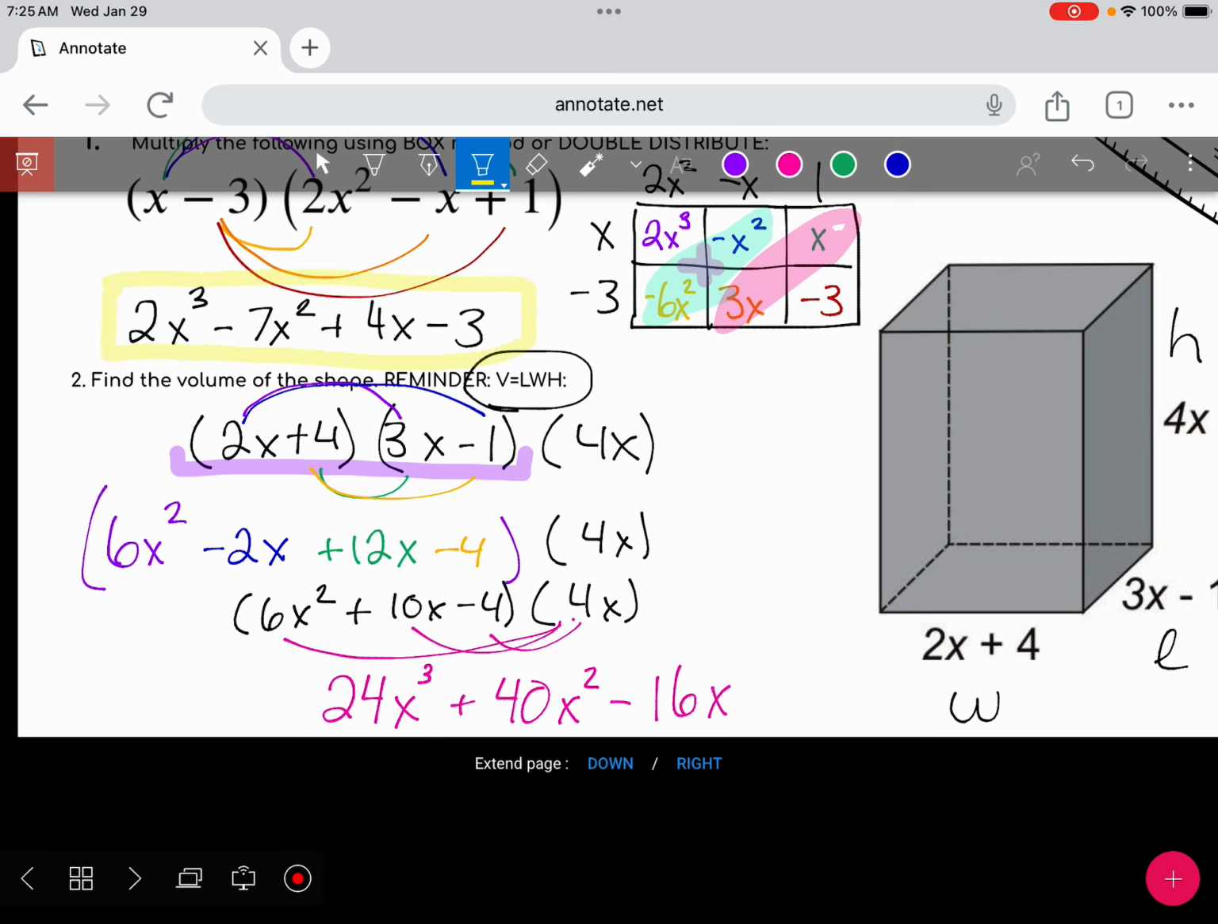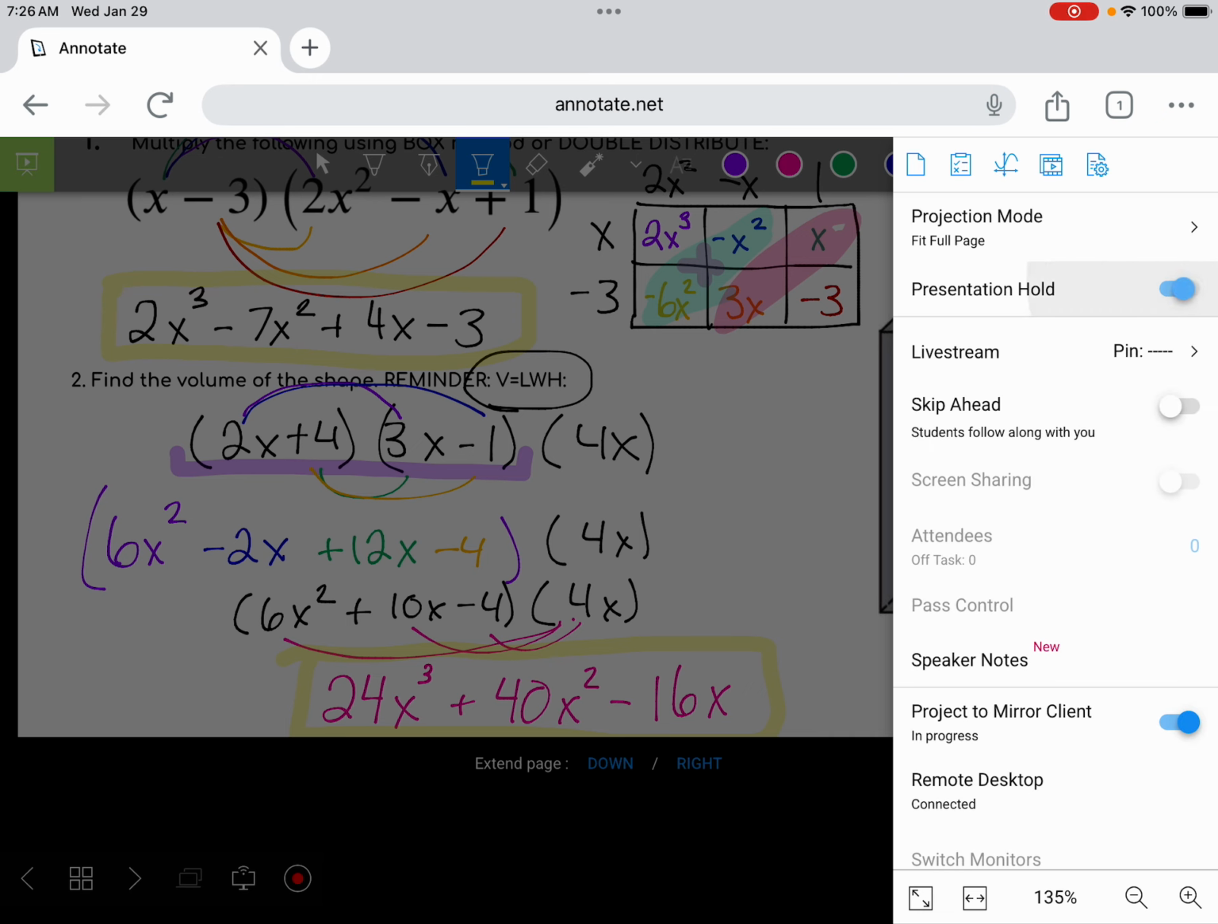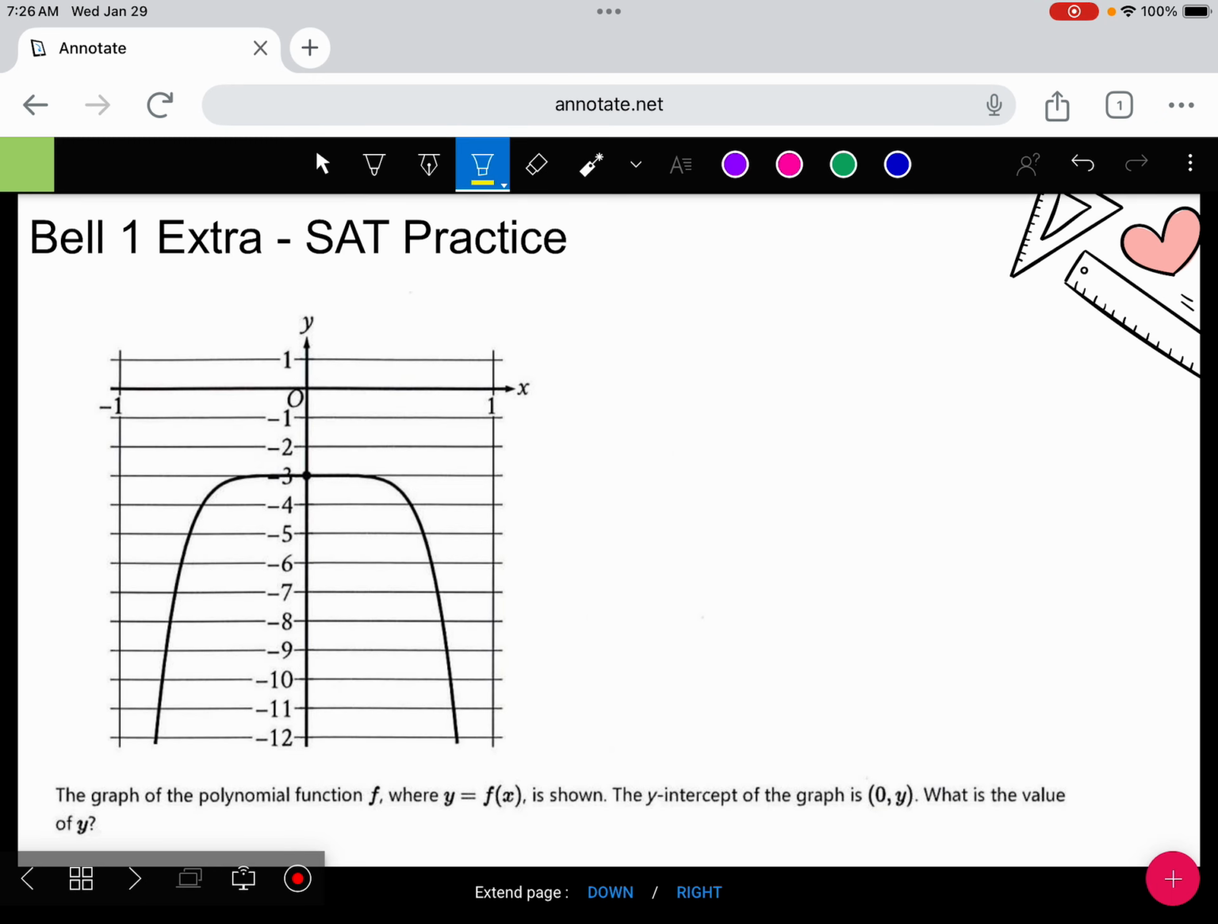So this is the answer to the first one. This is the answer to the second one. Okay. Questions on this one? First page. Okay.